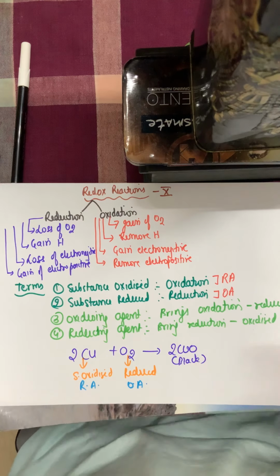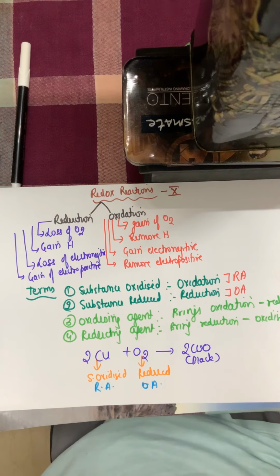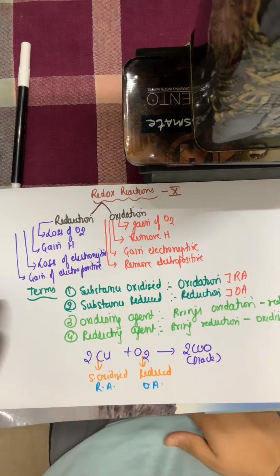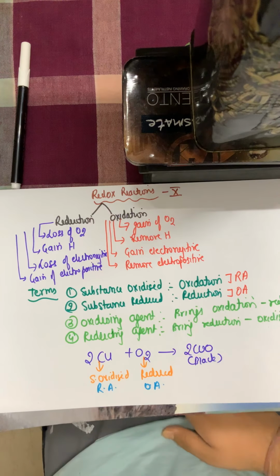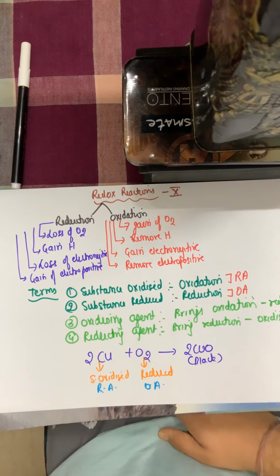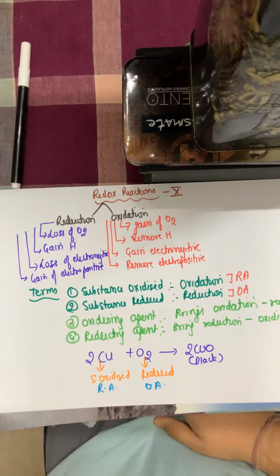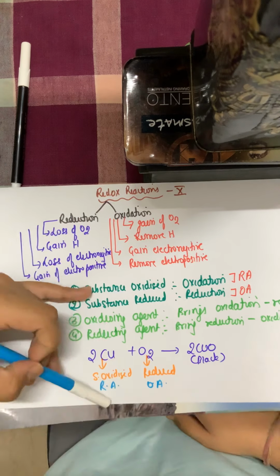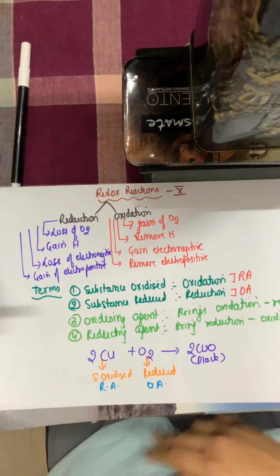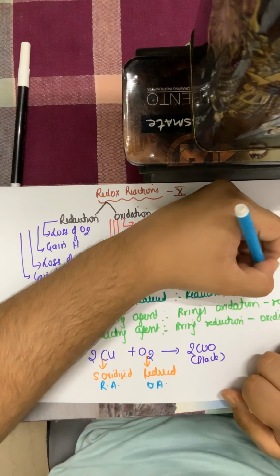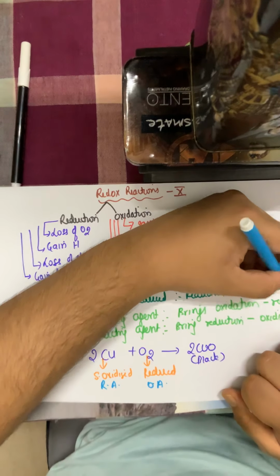Oxidizing agent is a substance which is itself reduced, but it will bring about oxidation. It will give the oxygen for oxidation, as in the case of oxygen here. Reducing agent is the reagent which is bringing about reduction, but itself will get oxidized. Oxidizing agent will bring about oxidation, itself getting reduced. So the substance oxidized is the reducing agent, and the substance reduced is the oxidizing agent. Reducing agent is also called reductant, and oxidizing agent is called oxidant.